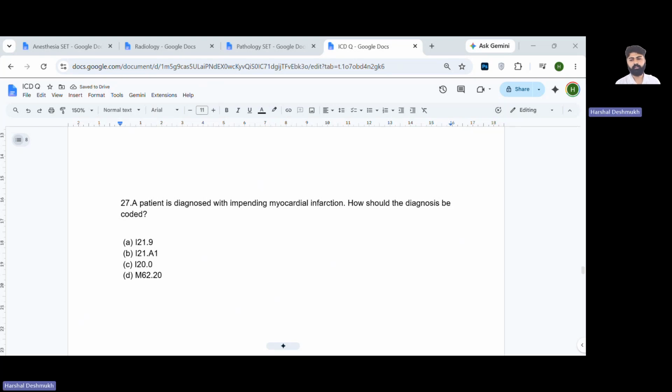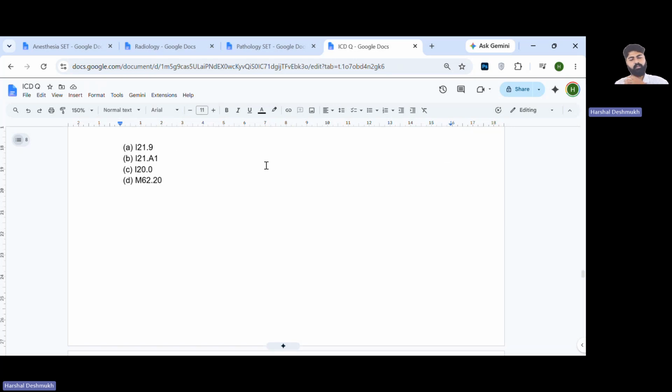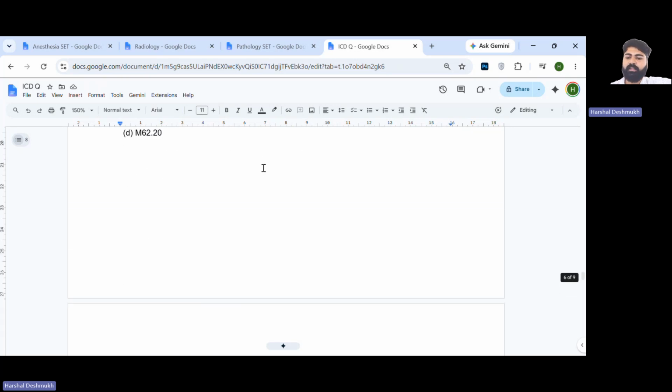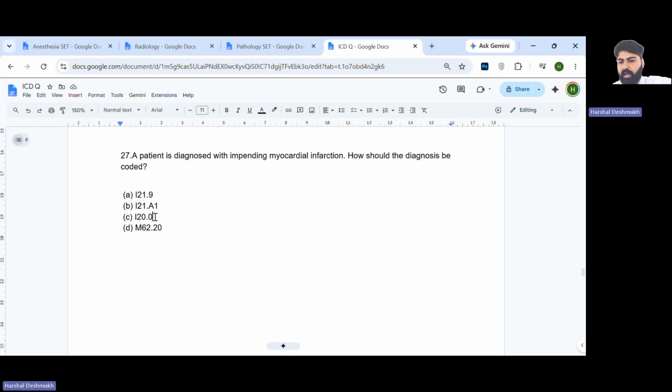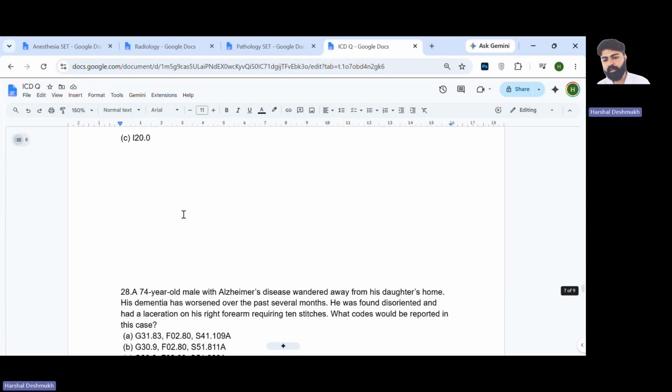Correct. If you looked it up in the alphabetical index, you correctly get the answer. And if you missed looking in the tabular list, you'll get it wrong. Obviously, the answer to this question is I20.0, probably something called unstable. I'm not sure of the code description; I don't really remember as of now. All right, there you go. This is your answer, I20.0. Moving on to the next one.